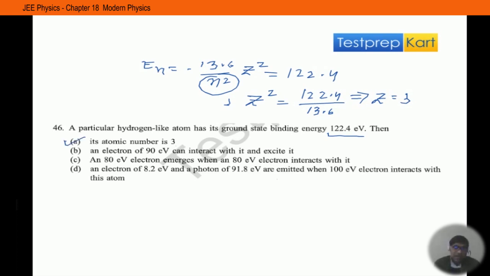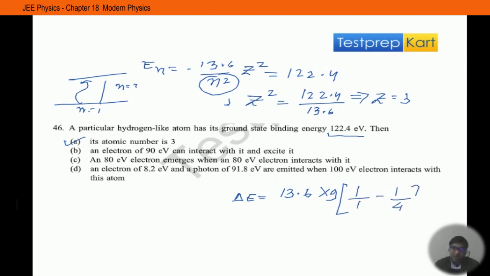Now next is, an electron of 980 electron volt can interact with an excitant. So for that we need to calculate the minimum energy required to excite it. So minimum excitation would be when the electron transitions from n equals 1 to n equals 2. Right? Minimum transition from the ground state to the first state. So delta E is equal to 13.6 into Z square, and Z is given 3, so 9, into 1 over N1 square, that is 1 over 1, minus 1 over N2 square, that is 1 over 4. Right. So from here we'll get delta E is equal to 91.8. Means the minimum energy required to excite this is 91.8 electron volt. So this option is not correct.